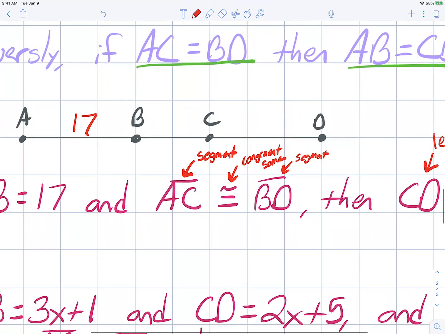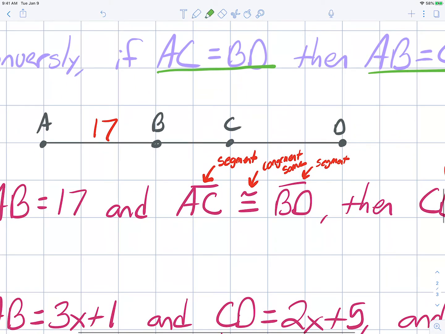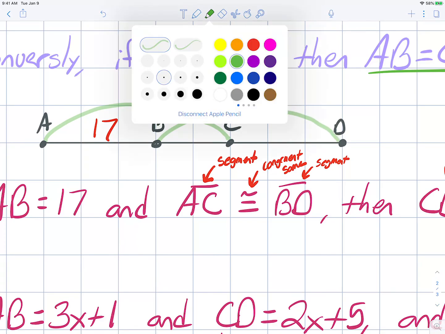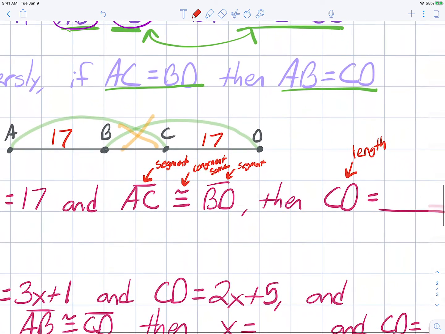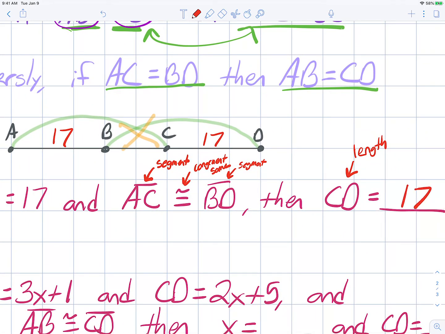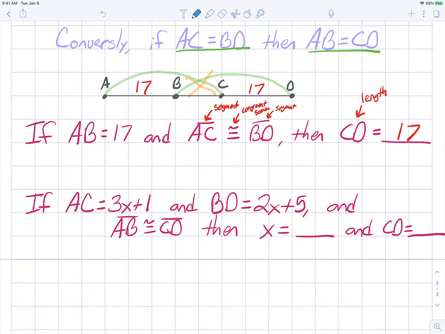So let's take apart what this is saying. It's saying if from A to C is the same as B to D, so if you take out this middle and don't worry about that part that they both share, then AB is 17, then CD should be 17 also. So that is just saying that if they share a piece in the middle, then the two sides should be the exact same length. Now let's do a problem with variables.